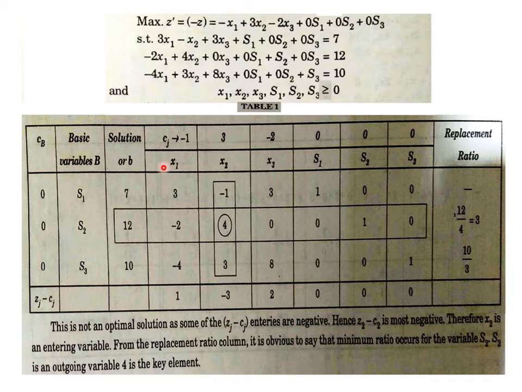How can Zj be calculated? For this column, 3 into 0 plus minus 2 into 0 plus minus 4 into 0.